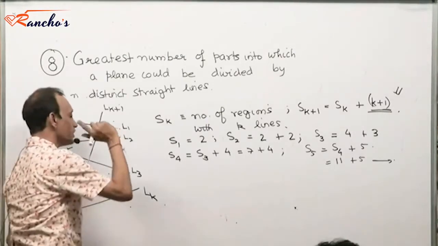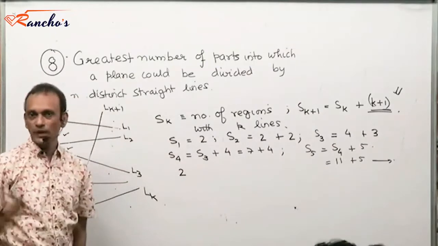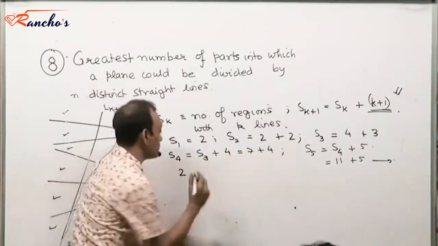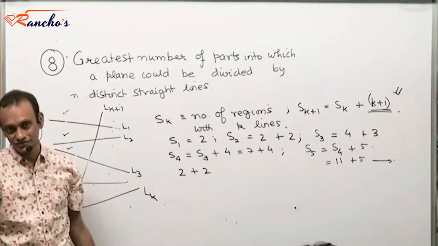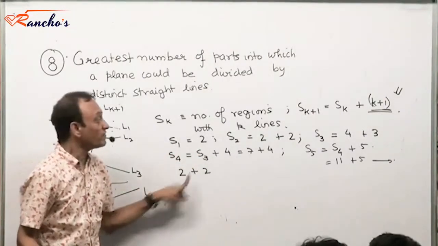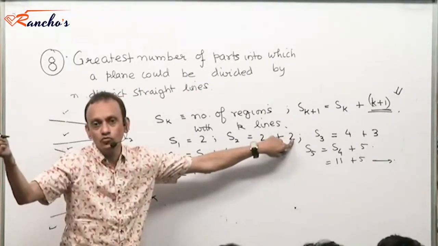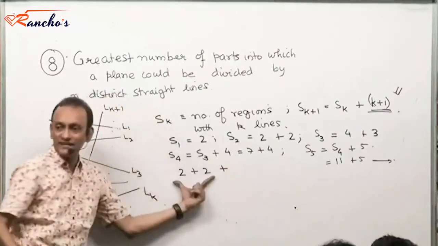So, when I had one line, there were 2 regions. When I added another line, the increase was 2 regions. See, when I had one line, the number of regions was 2, and when I added another line, there was an increase by an amount 2. For 2 lines, this was the region.